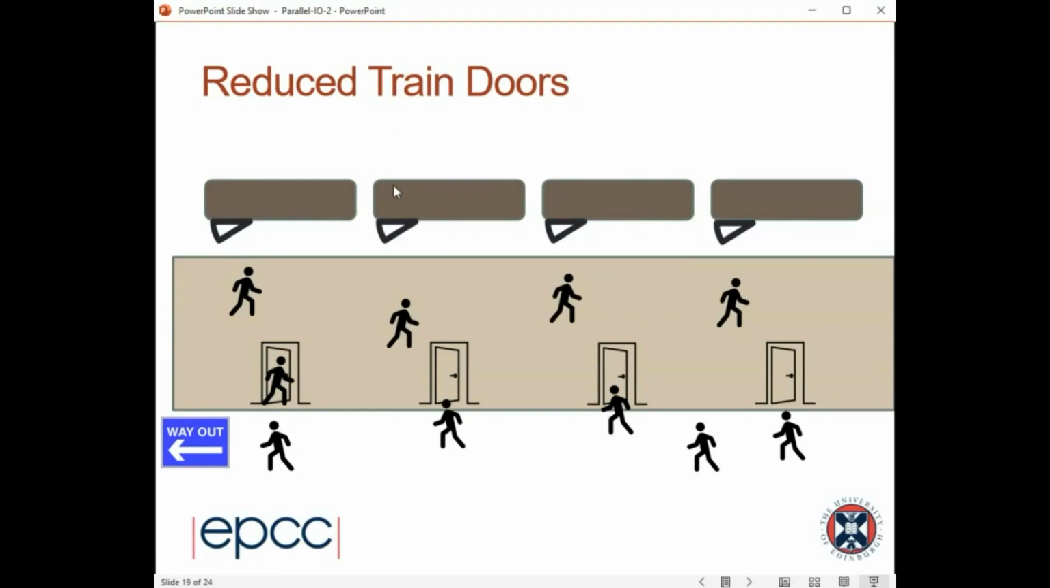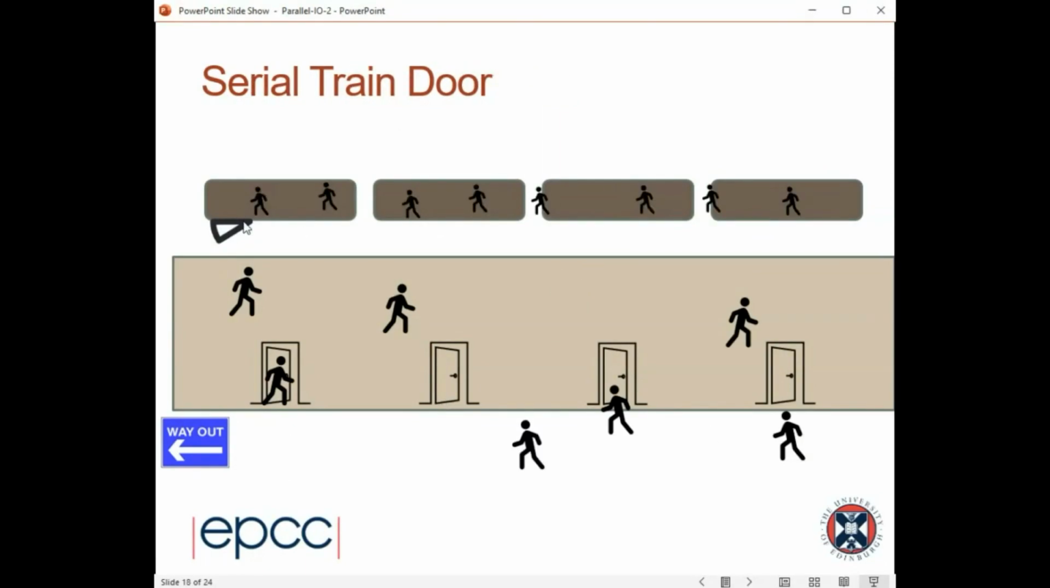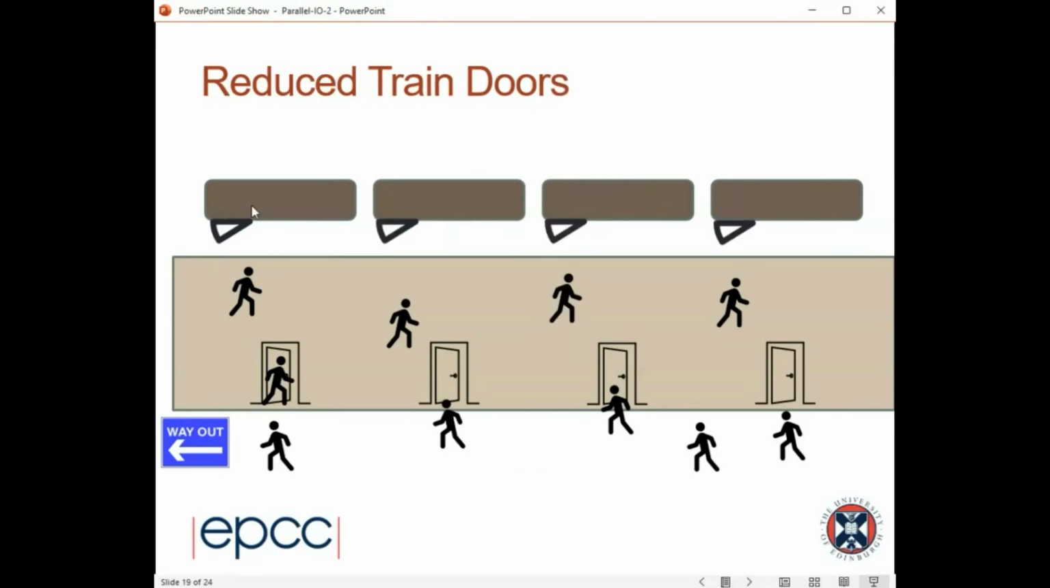We could have reduced train doors. We could say, well, what we're going to do is not have controller I/O. We're not going to do all the I/O from a single process. We're going to do the I/O from one process on each node, and we're going to have a parallel storage of the file. We've got 4 exit doors. So it's not clear here. The question here is, where is the bottleneck? Can we disembark people from each carriage quickly enough through a single door?